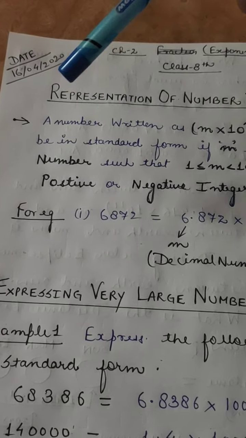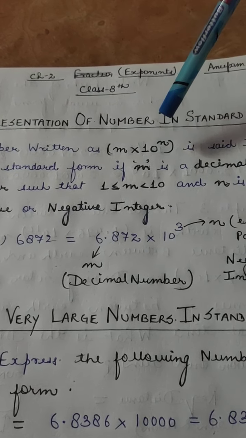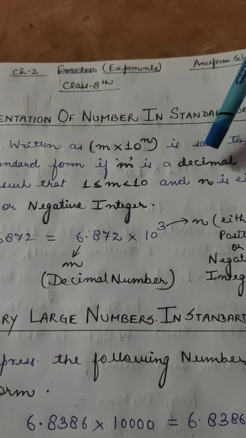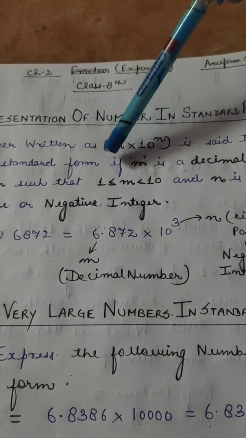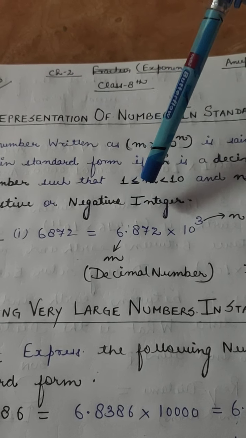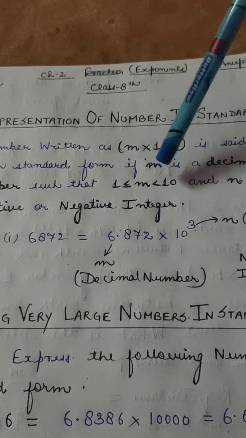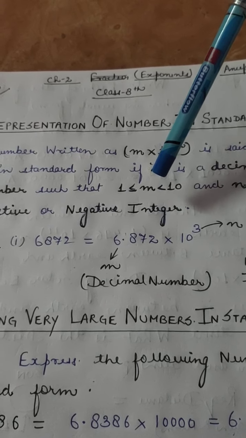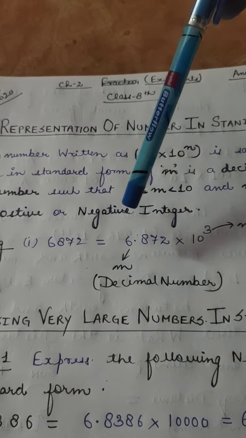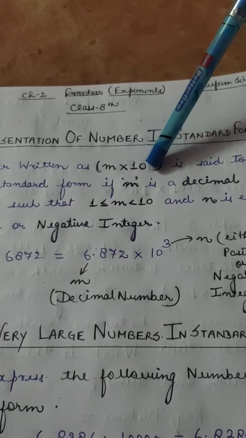A number written as m times 10 to the power n is said to be in standard form if m is a decimal number that lies between 1 and 10, and n is either a positive or negative integer.